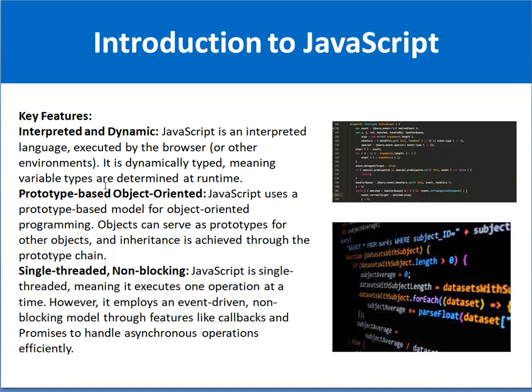Then JavaScript is single threaded, meaning it executes one operation at a time. So that is why it is called single threaded. There is no concept of multi-threading there. Also, it is an event driven, non-blocking model, through features like callbacks and promises to handle asynchronous operations efficiently.